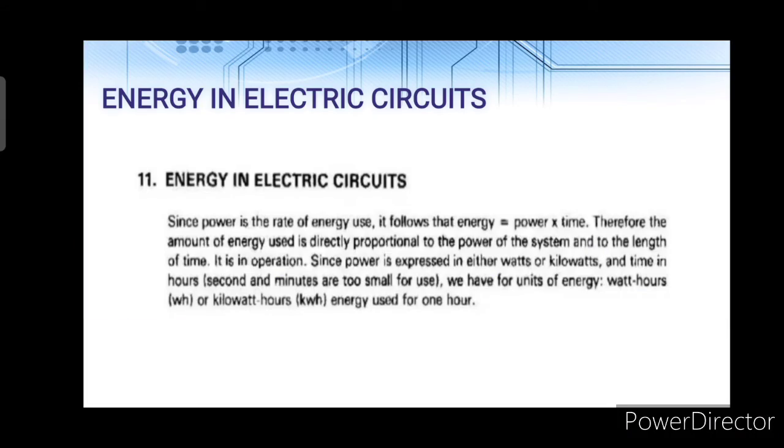What is energy in electric circuits? Since power is the rate of energy used, it follows that energy is equal to power times time. Therefore, the amount of energy used is directly proportional to the power of the system and to the length of time it is in operation. Since power is expressed in either watts or kilowatts and time in hours, we have units of energy: watt hours or Wh, or kilowatt hours or kWh, energy used for 1 hour.